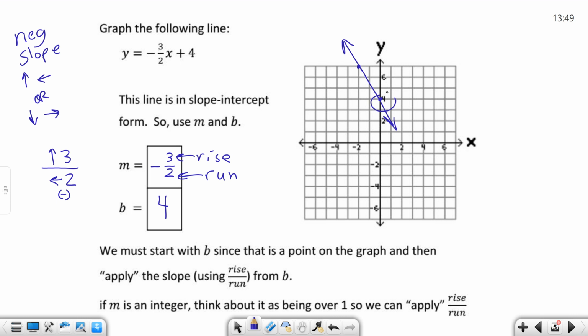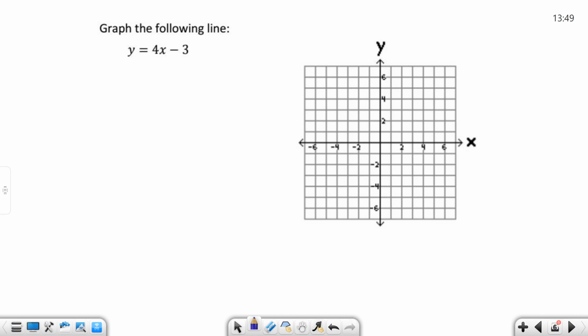Again, I start with b right here, and from that point, I apply my slope. I go up 3 and left 2 and get my other point right here, and then I connect my dots with the line, extend it through, and put arrows on the end of it. All right, so here we are only using the y-intercept. We are not using an x-intercept at all. Now, sometimes when you put the y-intercept and you apply the slope, you end up on the x-axis, and it just is a coincidence, but you are not looking for the x-intercept.